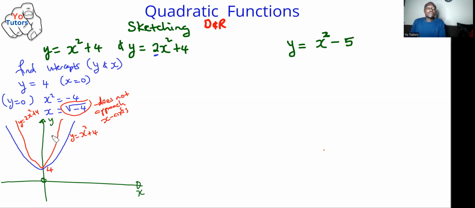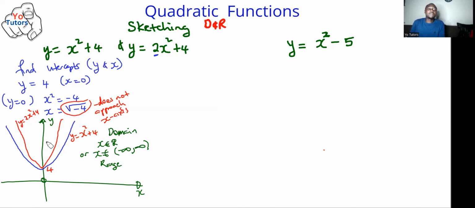Now, let's also talk about the domain and range. So domain: remember, domain is x, an element of the real numbers. Or you can say negative infinity to infinity, but don't put both of them, please, guys. That's what is happening here. What about the range?